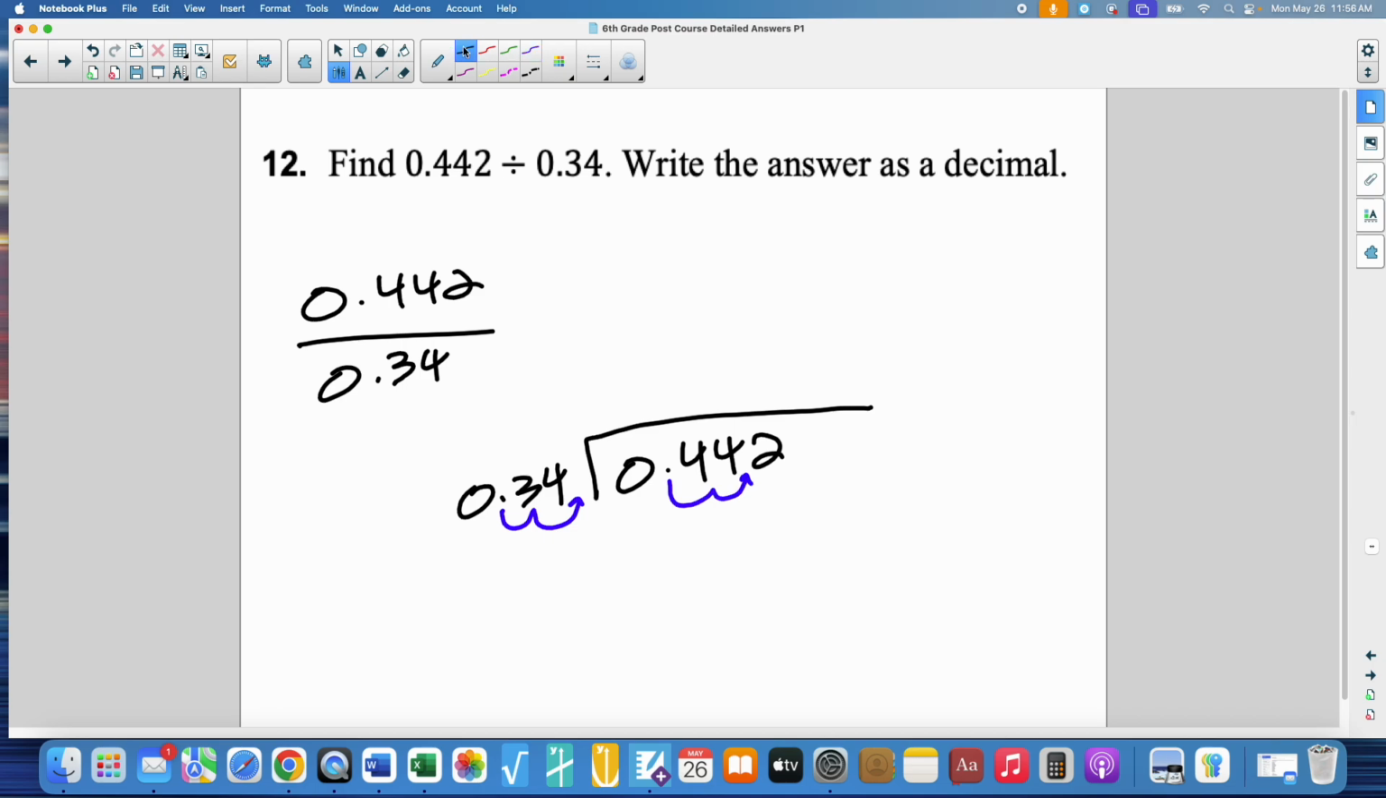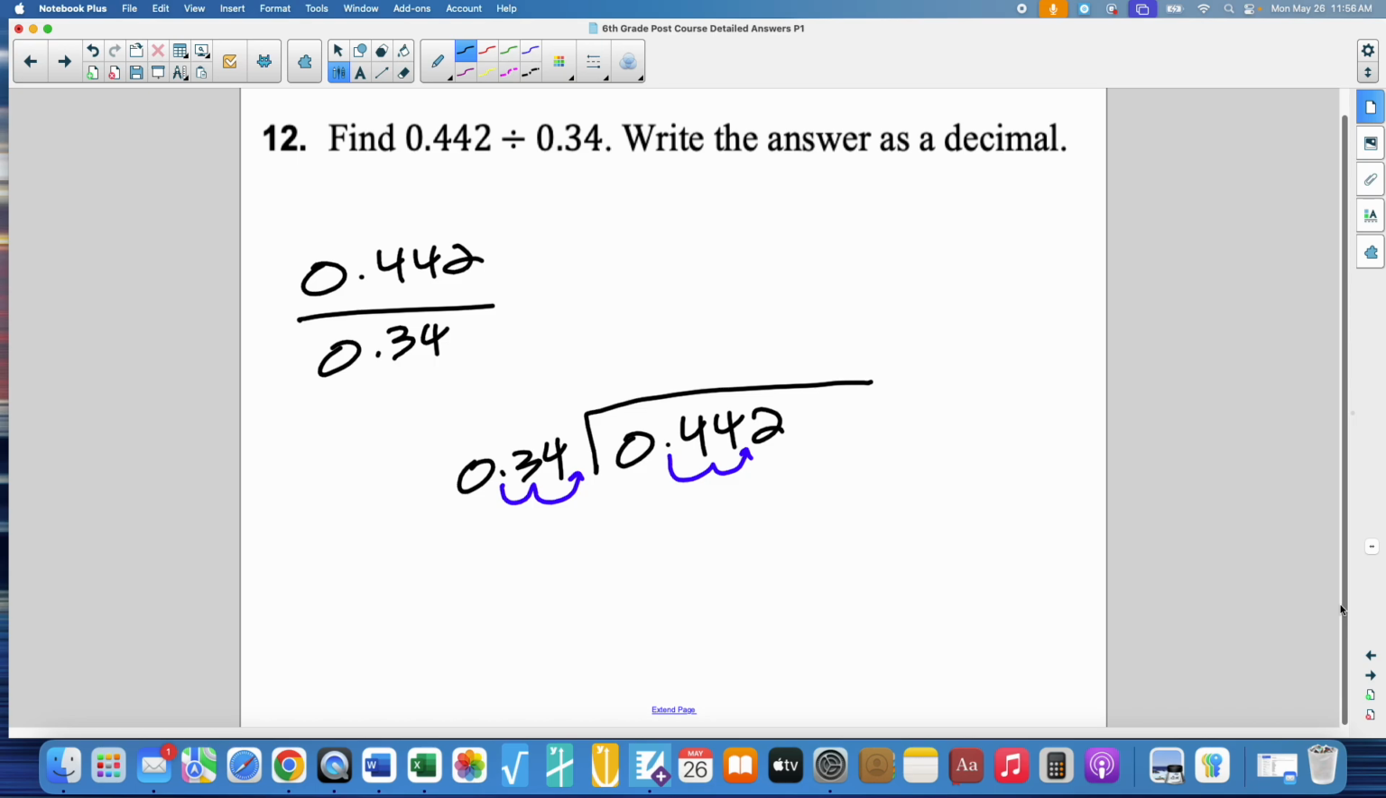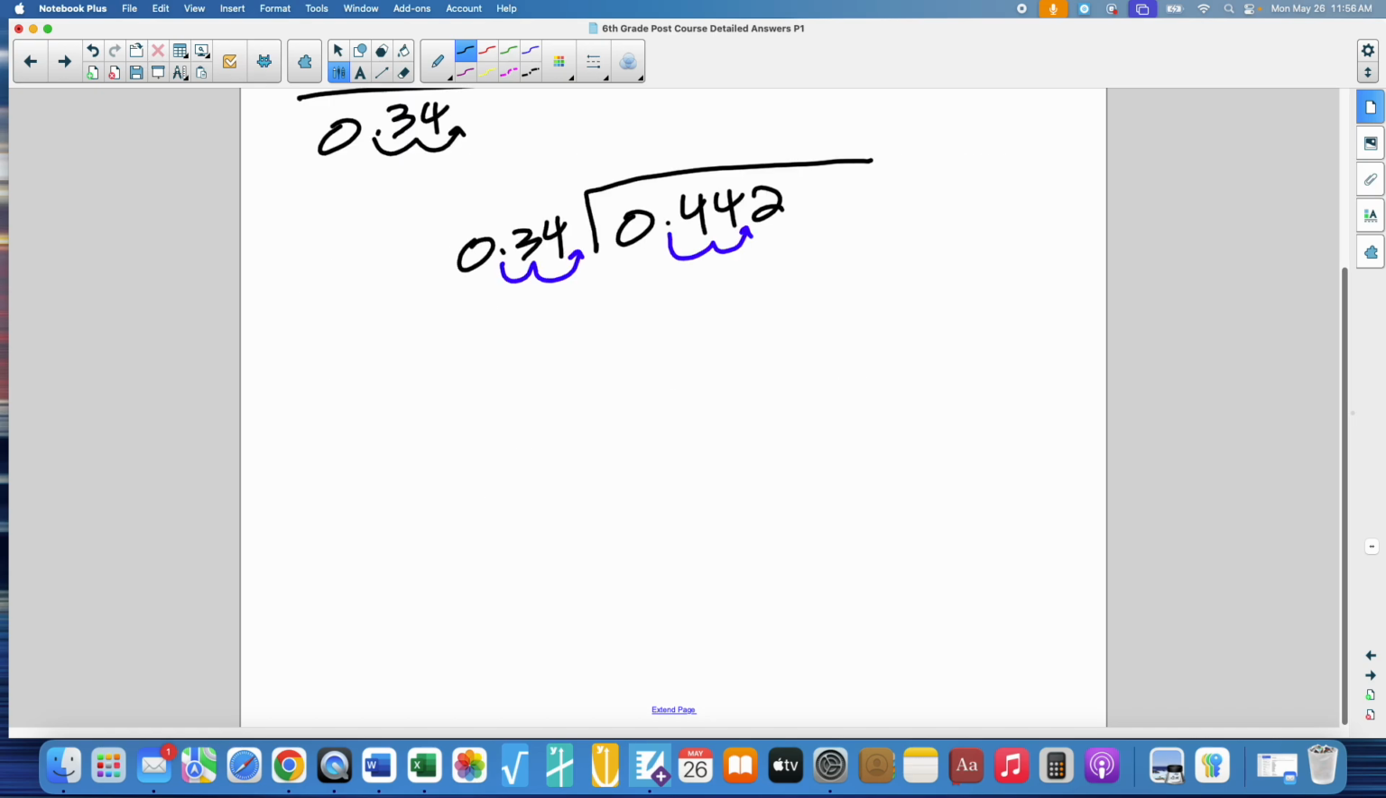So our initial step is to rewrite this. All we did was move it 2 places here and 2 places here, which makes it an equivalent fraction. You're multiplying it by 100 in the numerator and 100 in the denominator. So our new equivalent problem is 34 into 44.2. We're going to bring that decimal point up there. 34 doesn't go into 4, but it goes into 44 one time.